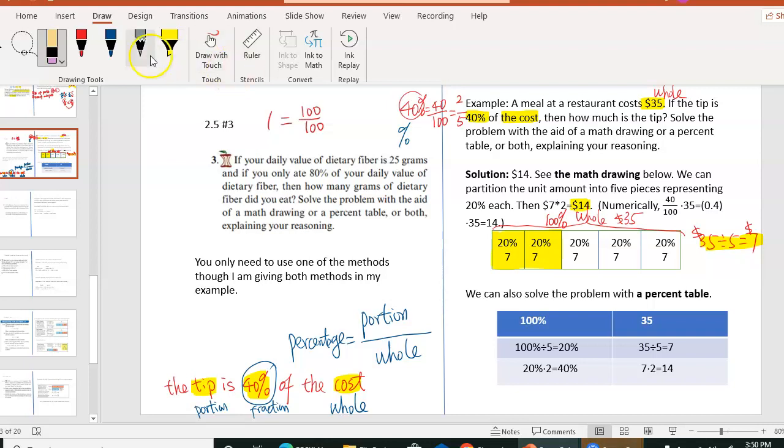Now, this is how you set up the table. You always have two columns. One column you're going to put as your percentage column, and the other column is the number. I'm going to just call it, in this case, a dollar amount. It's not a percentage. Which one goes first doesn't matter. If you want to put the dollar amount here and the percentage here, it's fine.